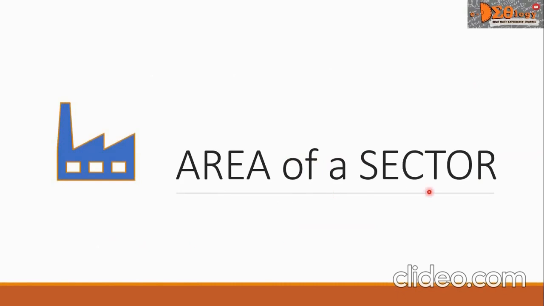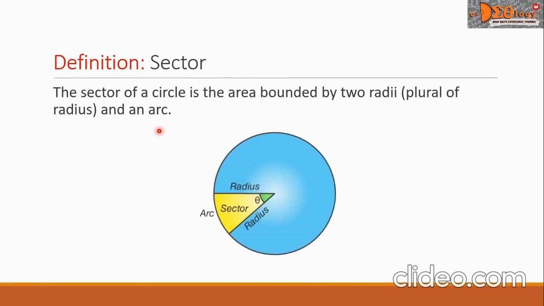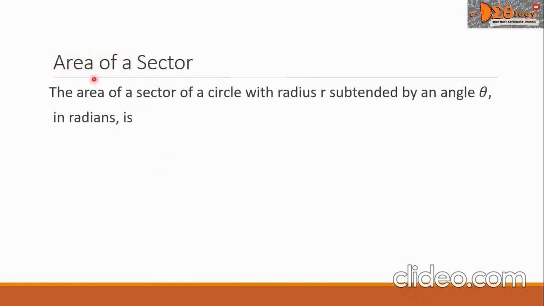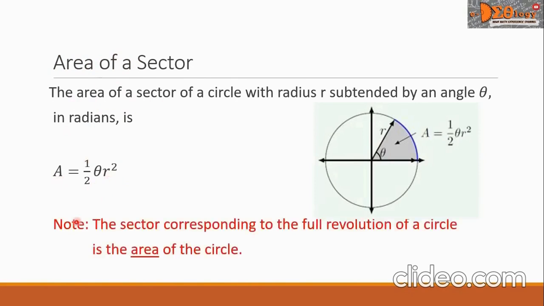Let's go now to area of a sector. First, let us define a sector. The sector of a circle is the area bounded by 2 radii, that is the plural of radius, and an arc. Here is a picture of a sector. Let us go now to area of a sector. The area of a sector of a circle with radius r subtended by an angle theta in radians is given by the formula A equals 1/2 theta r square. Please note the sector corresponding to the full revolution of a circle is the area of the circle.